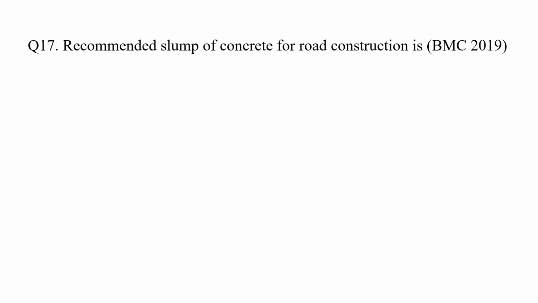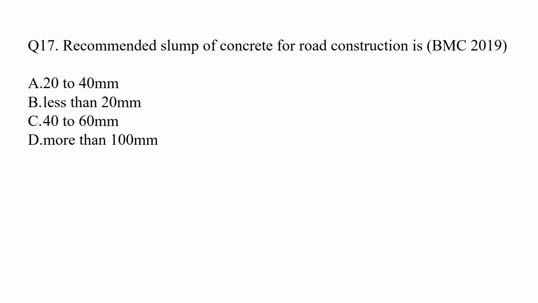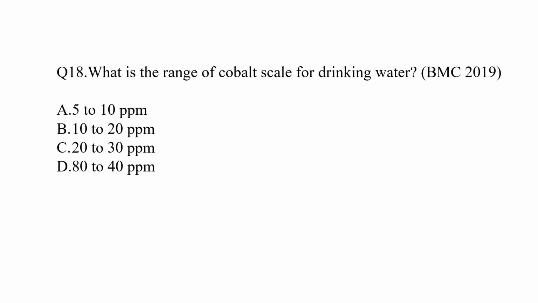Then question 17, the recommended slump of concrete for road construction is 20 to 40 mm. Then what is the range of the cobalt scale for drinking water? That range is 10 to 20 ppm. 10 to 20 ppm is the cobalt scale for drinking water.